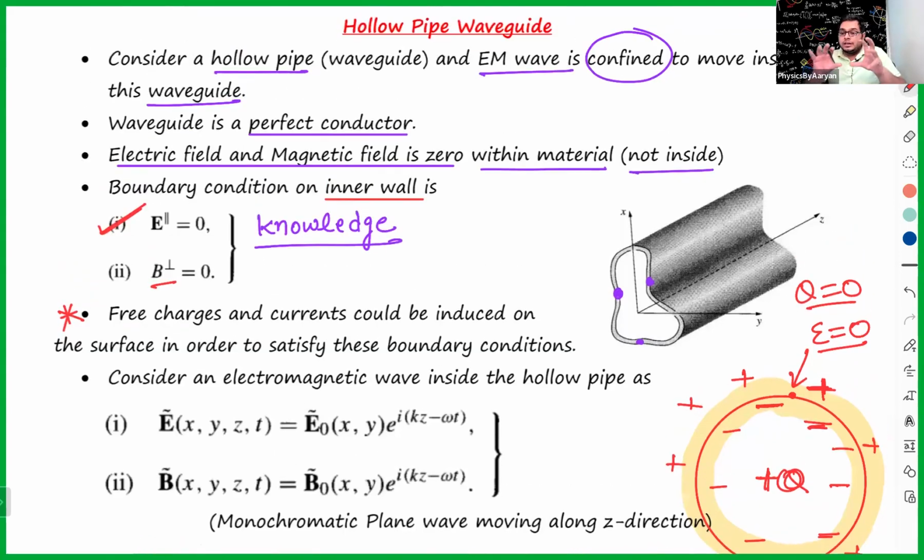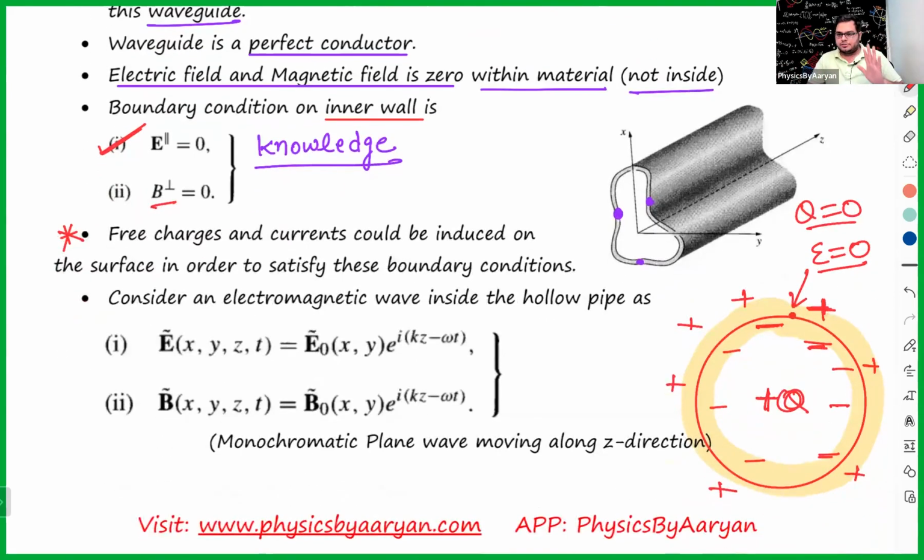So this was a summary or brief about our hollow pipe. So we took a pipe. Pipe is made up of a conductor. Within the material of a conductor, electric field and magnetic field is zero. Then there are two boundary conditions. One of them is that E parallel has to be zero and B perpendicular has to be zero. And in order to satisfy these boundary conditions, our surface will have some free charges and it will have some free currents. Great. Next part.